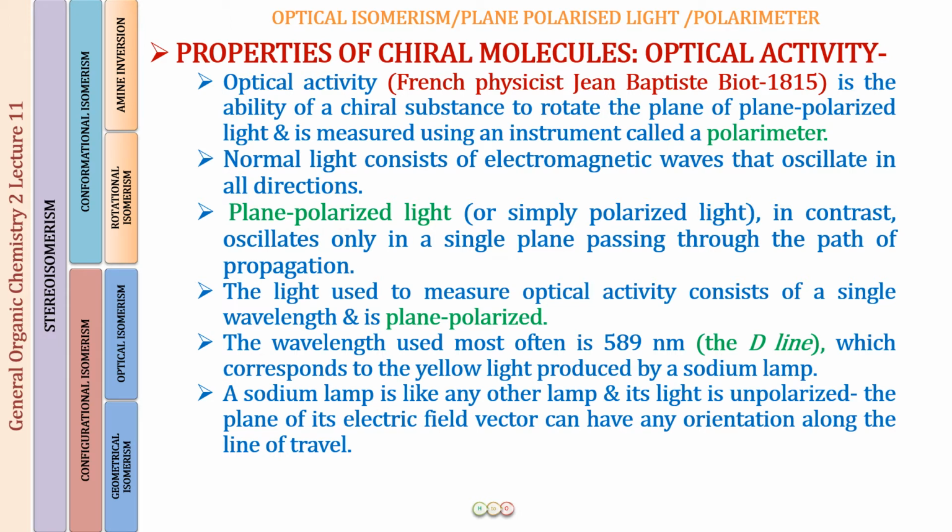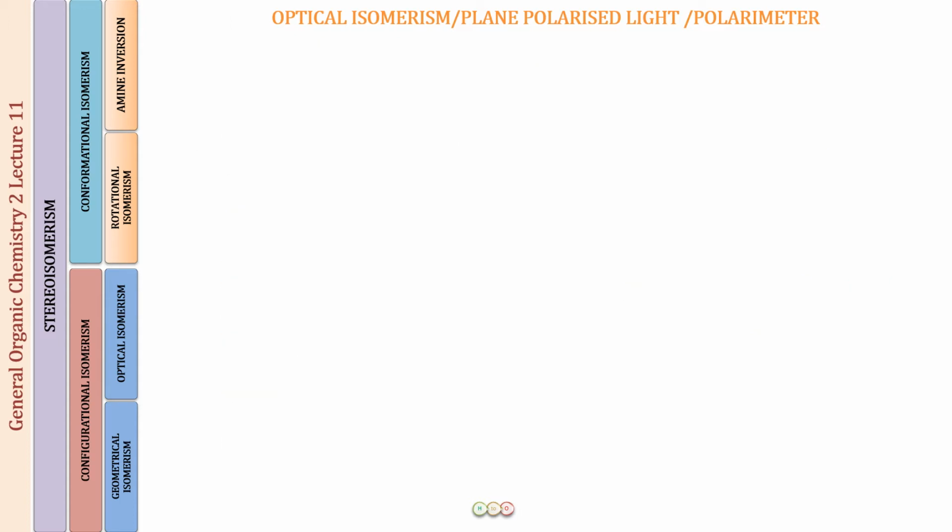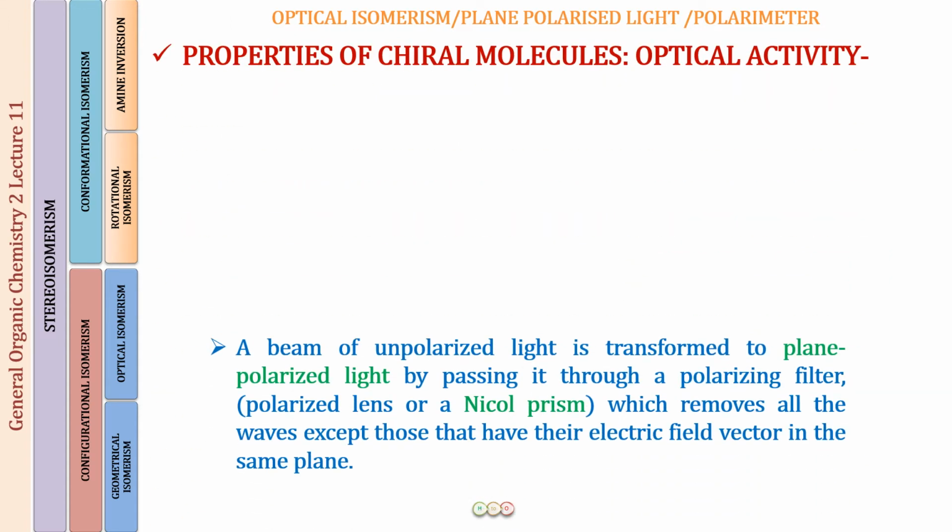How are we going to do that? Let us learn that. So a beam of unpolarized light is transformed to a plane polarized light by passing it through a polarizing filter, which can be a polarized lens or a Nicol prism. It is a prism, so it is going to be a doubly refracting object and it is composed of crystalline calcium carbonate.